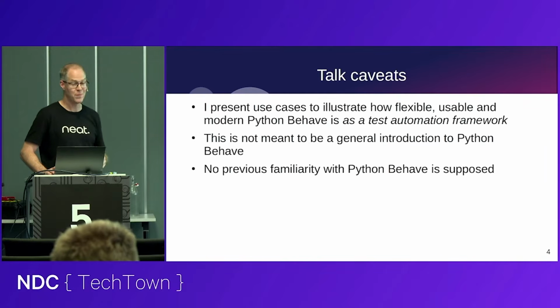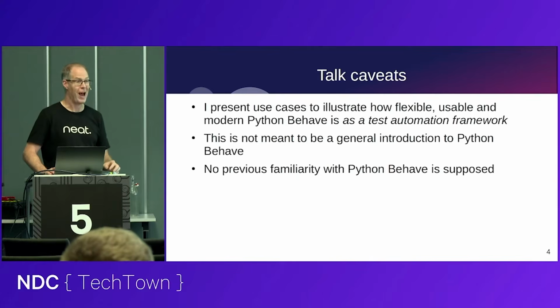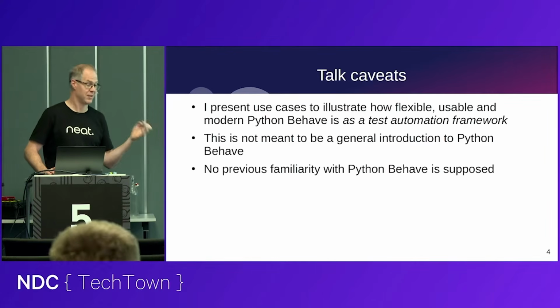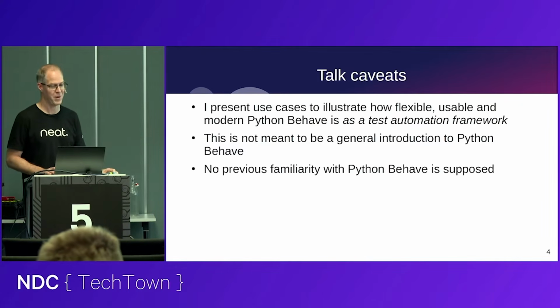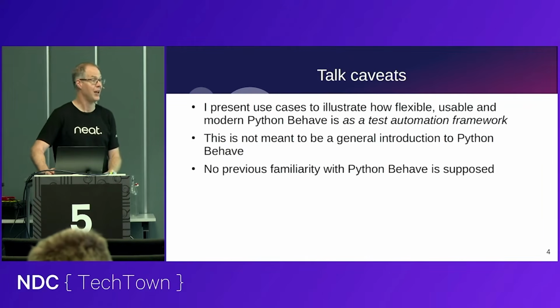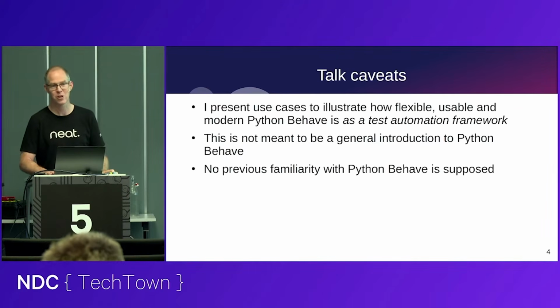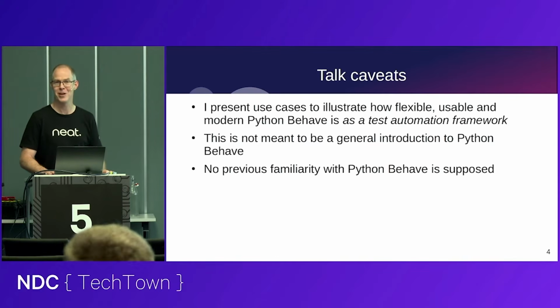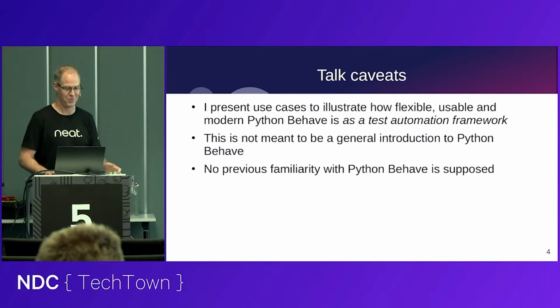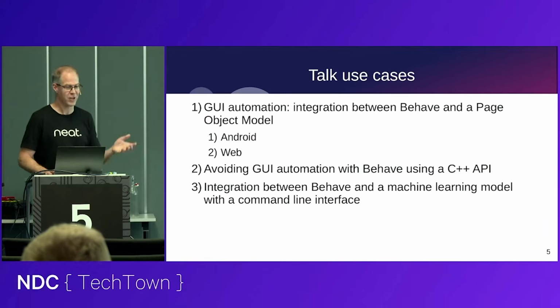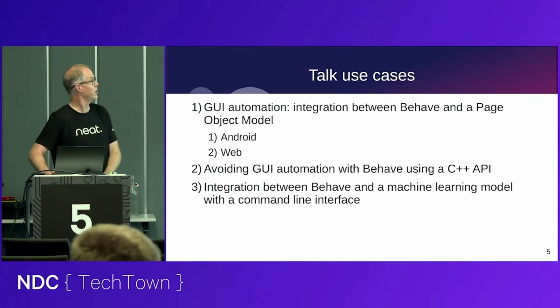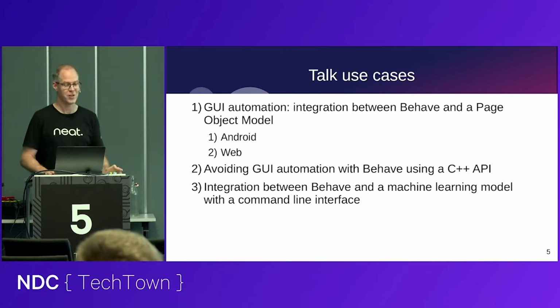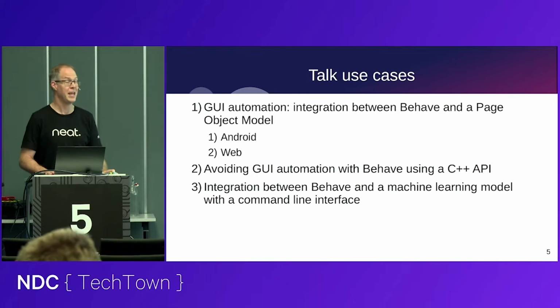So I'm going to illustrate several use cases that show how flexible, usable, and yes, modern Python Behave is. This is not meant to be a general introduction to Python Behave, but luckily for you, I'm not assuming any pre-knowledge about Python Behave. Here are the cases I'm going to present for you. We're going to start with GUI automation. So integration between Python Behave and a page object model.